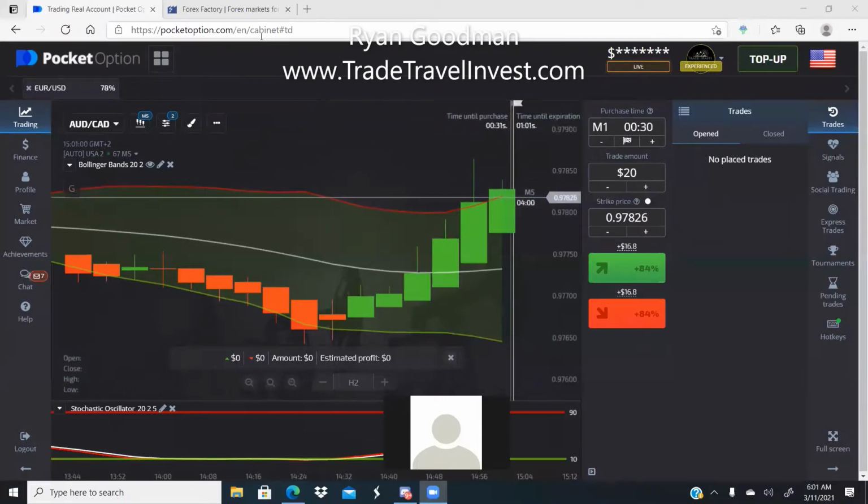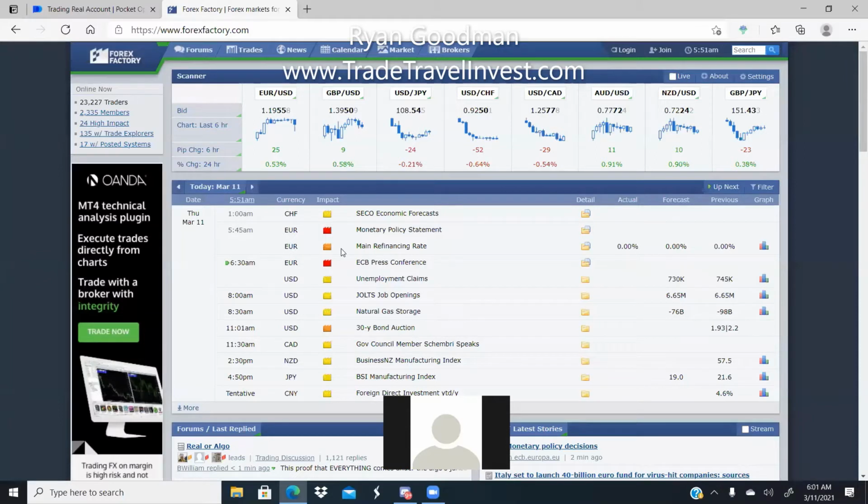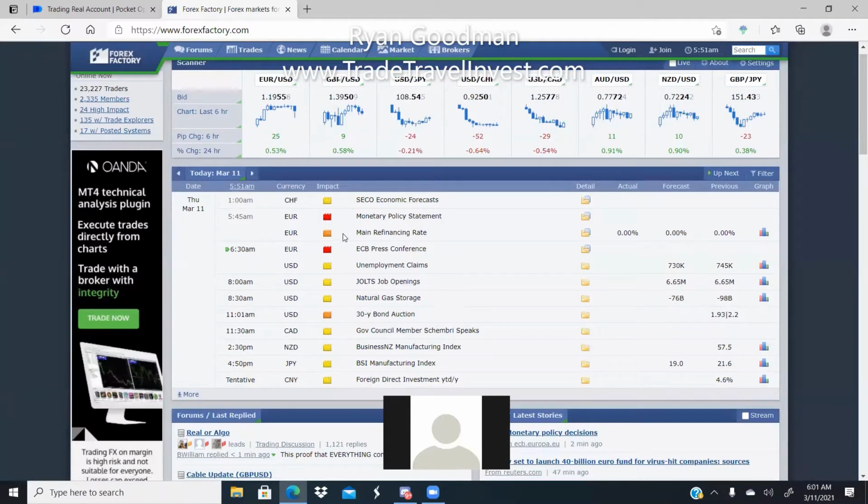First thing we want to do is go over to forexfactory.com. Just check there to see if there's any major news going on. So we're looking for red folders or orange folders. If we do see any of that, that means we're probably going to have some sort of effect on those currency pairs in our market.